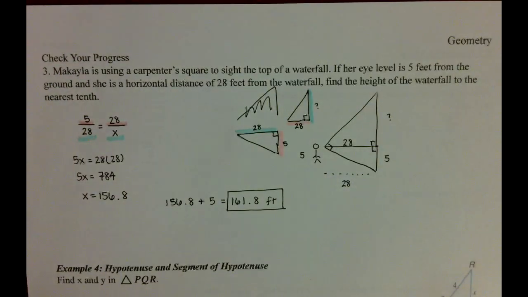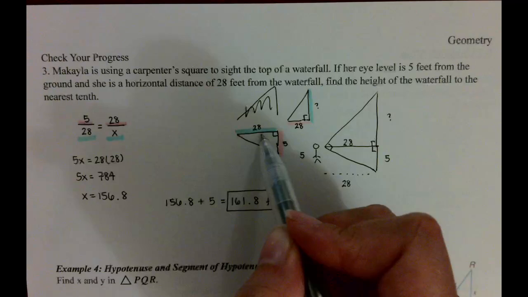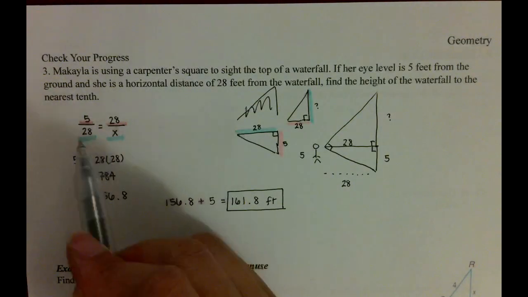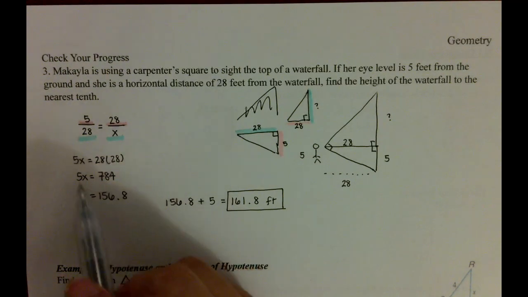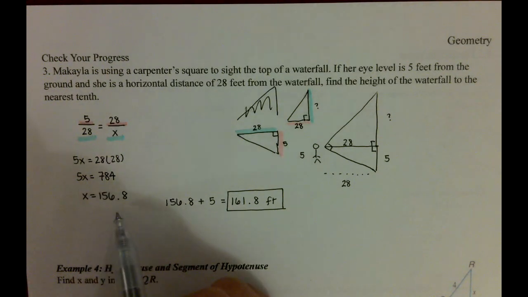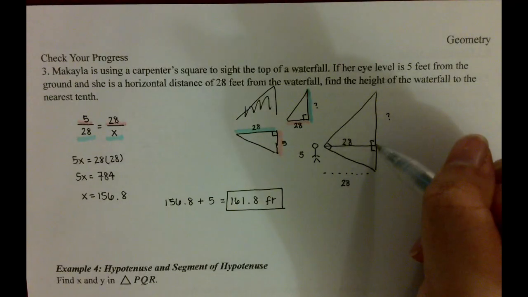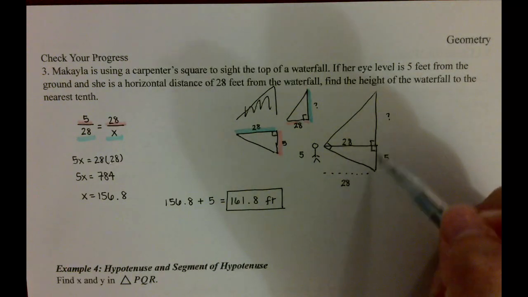Then I set up the proportion. 5 over 28 equals 28 over x. Then I cross multiply. 5x equals 28 times 28, which is 784. Divide by 5 on both sides. X equals 156.8. So this here is 156.8. But that's only up to her line of sight. We still need to add her eye level from the ground, so that's 5 feet.